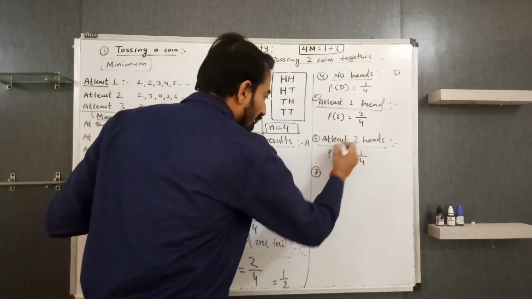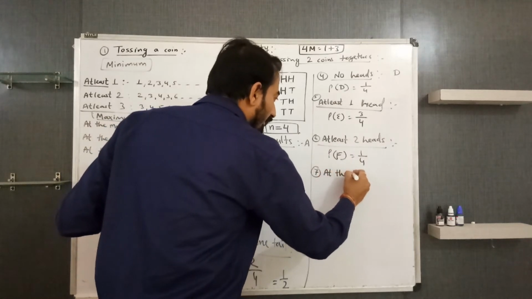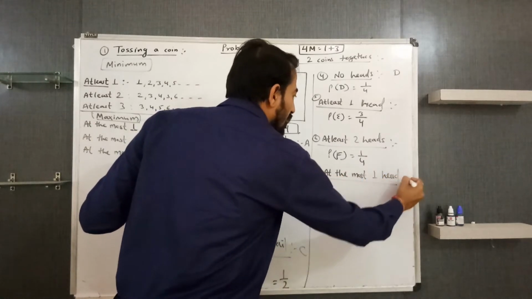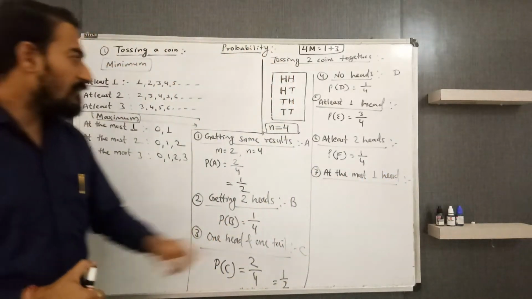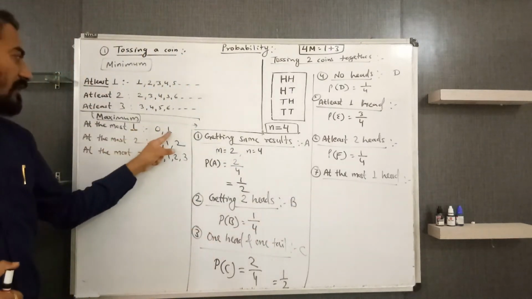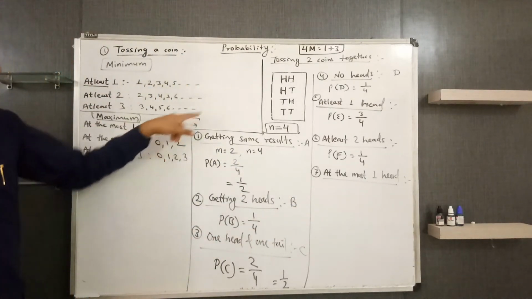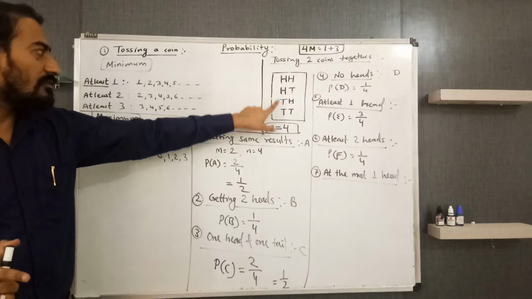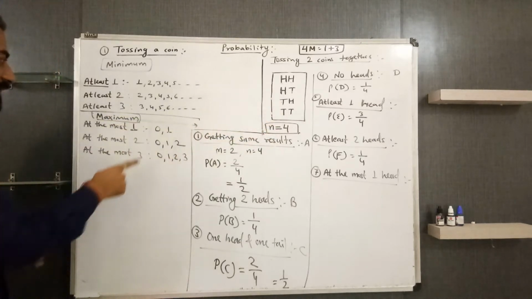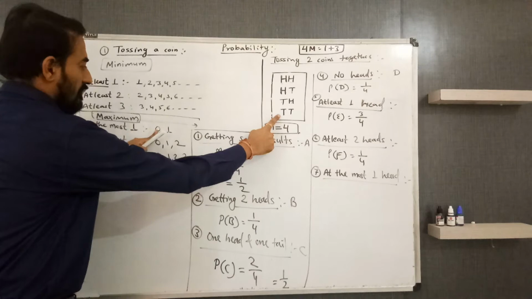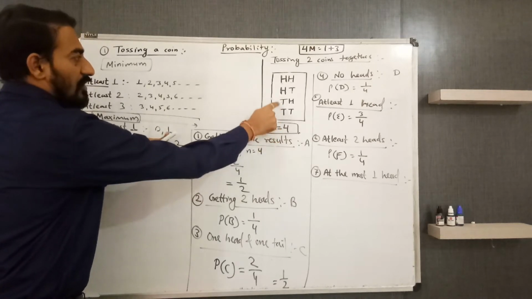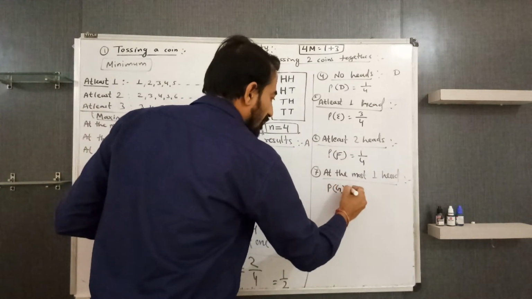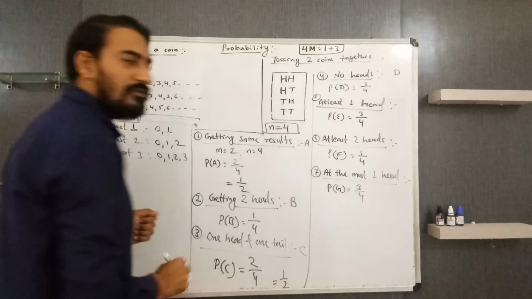7th example. At the most 1 head. Question can be asked from tails also. So at the most 1 head means 0 and 1, 0 means no head. So no head 1, 1 head 1, 2 means 1, 2, 3 outcomes we have. Look at this. 0 means no head. 1, 1 and 2 means total how many? 3 outcomes. So its probability will be 3 by 4.